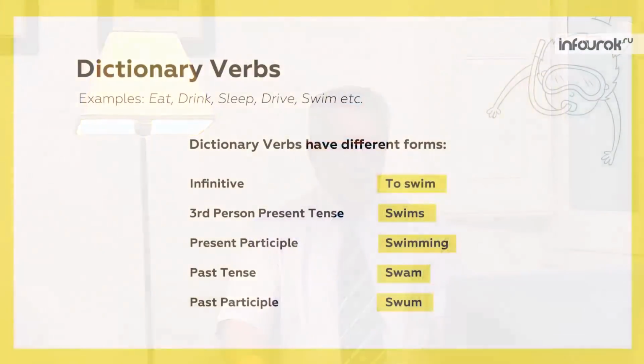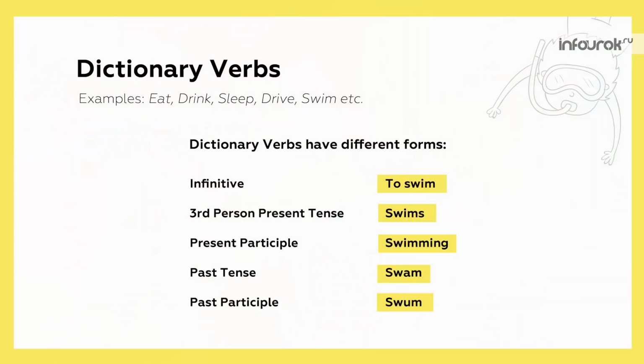First of all, let's look at the dictionary verbs. These are, as I said, hundreds and hundreds, if not thousands, and they are things like eat, drink, sleep, drive, swim, etc. They also have different forms. For example, let's take the verb to swim. The infinitive to swim, then we have the third person singular swims, then we have the present participle swimming, then the past tense swam, and finally the past participle swum.